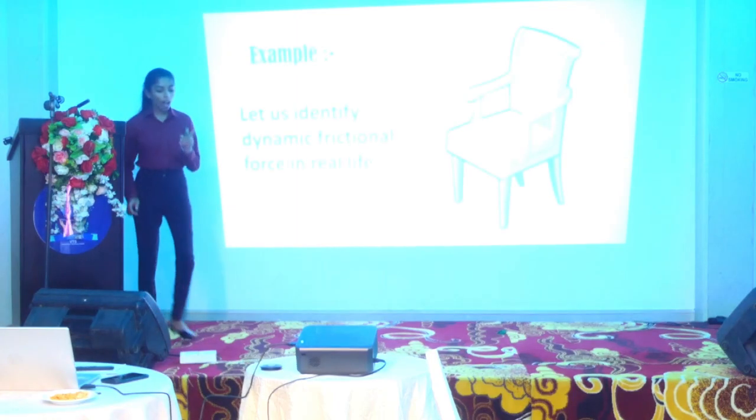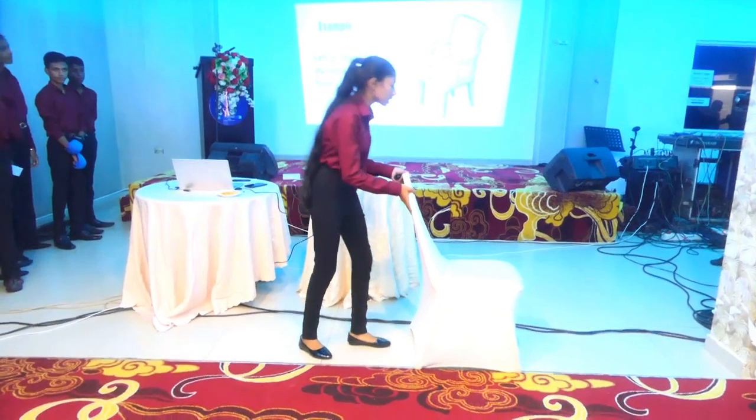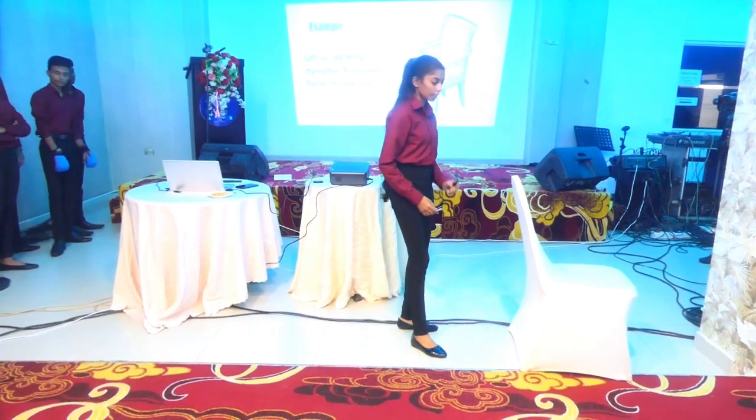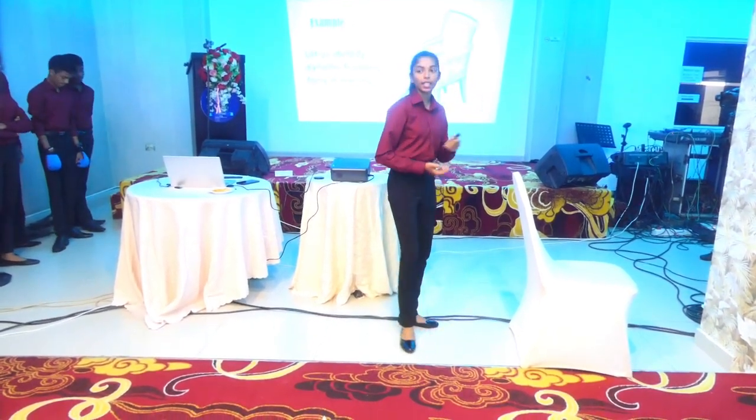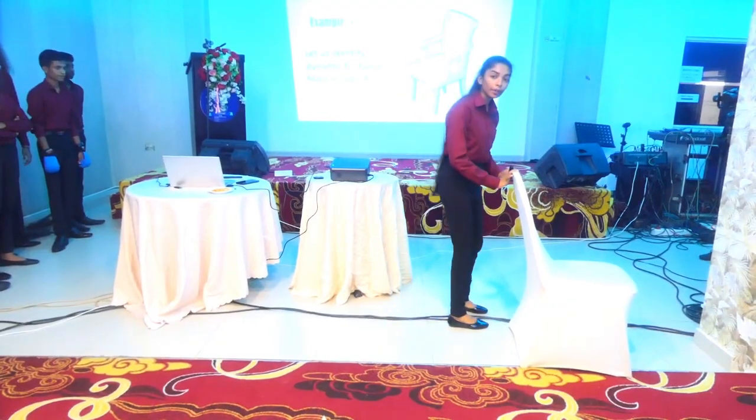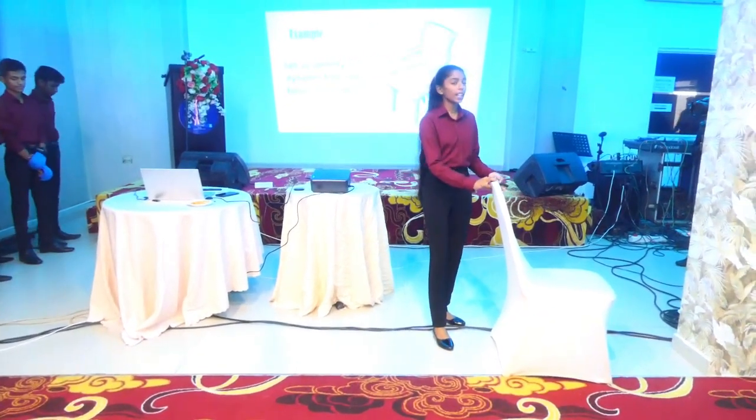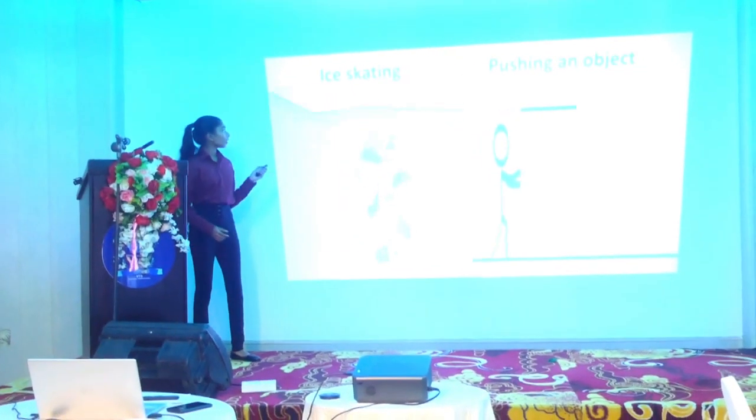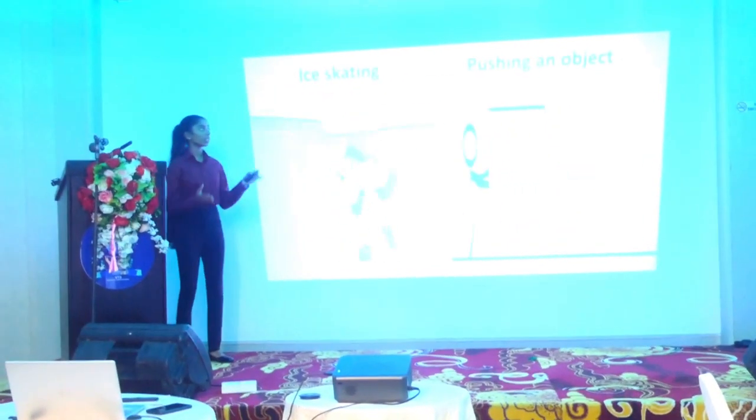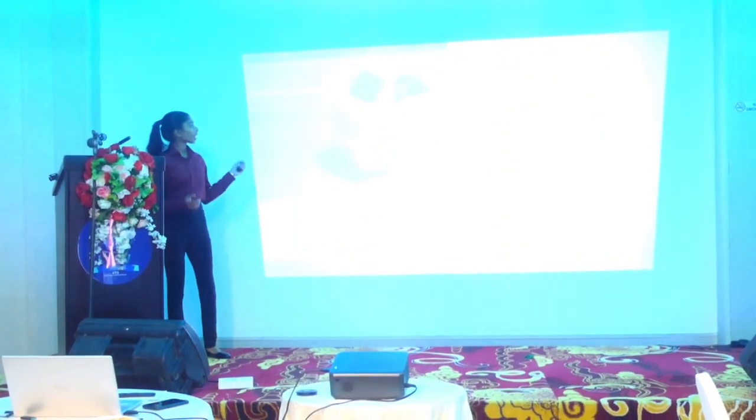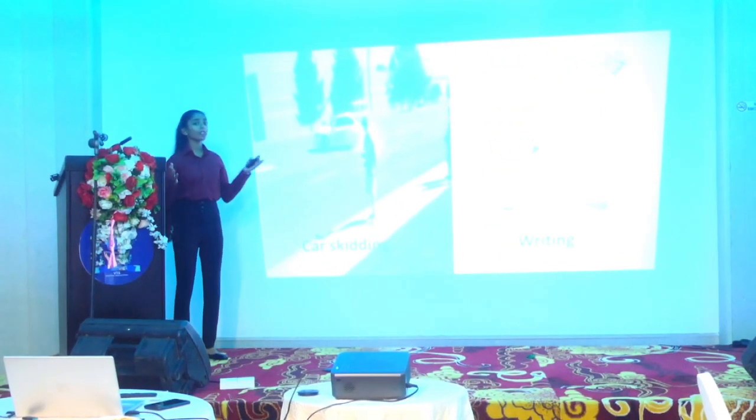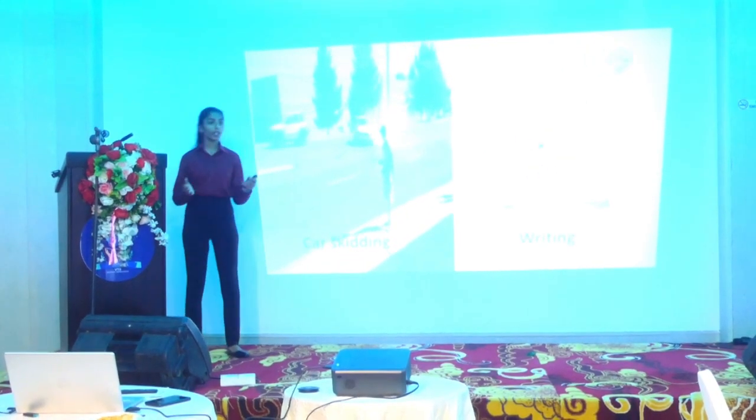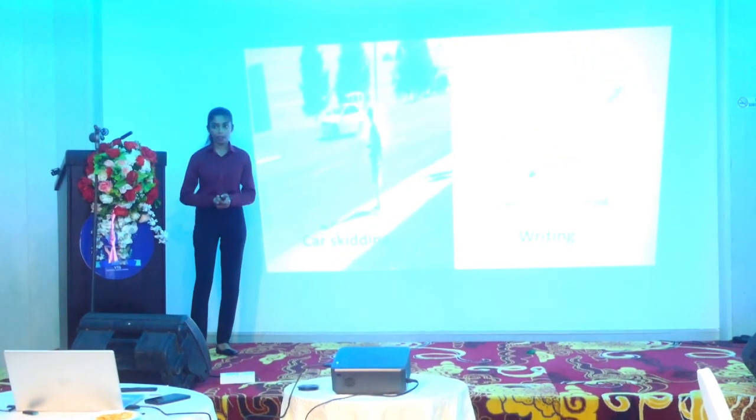For example, I'll show you something. When I push this chair across the floor, the friction between the chair and the floor tries to stop the chair. That frictional force is known as dynamic friction. If dynamic friction was not there, the chair would just slide and slide like on ice. Like when we ice skate, when we push an object, even when a car skids on the road, and even when we write on a paper with a pencil. So, those are the three types of frictional forces that can be seen in our environment.